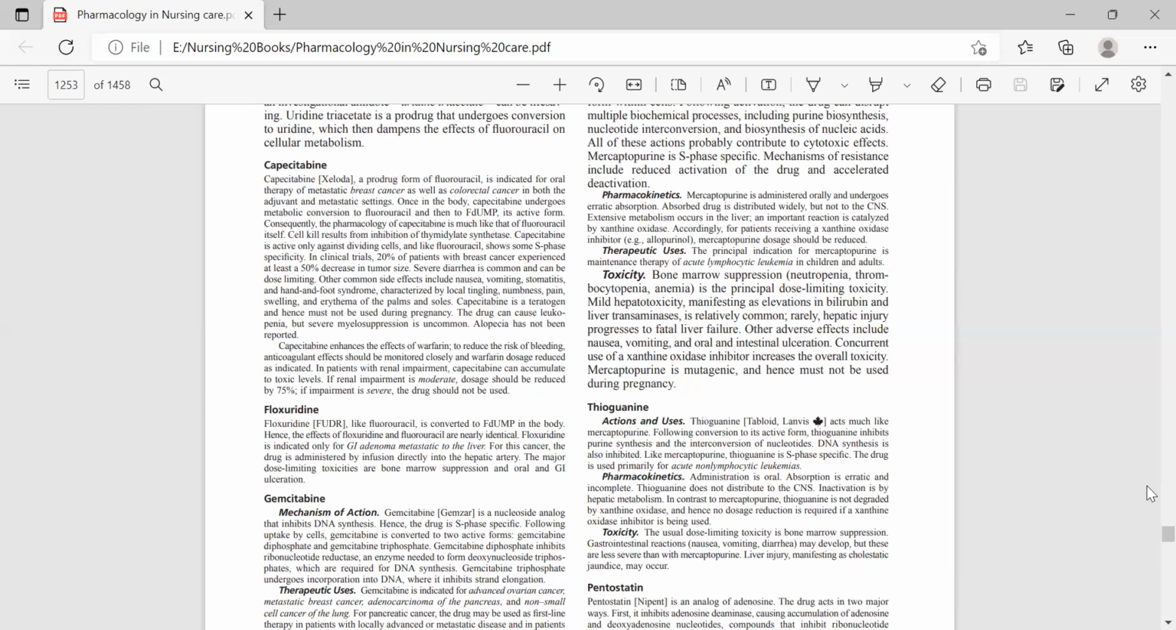The indications for gemcitabine are advanced ovarian cancer, metastatic breast cancer, adenocarcinoma of the pancreas, and non-small cell lung cancer. For pancreatic cancer, the drug may be used as first-line therapy in patients with locally advanced or metastatic disease, and in patients previously treated with fluorouracil. In clinical trials, gemcitabine reduced pain, improved functional status, and prolonged life slightly.